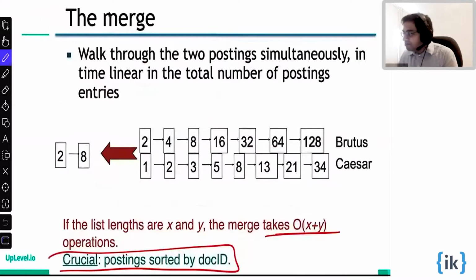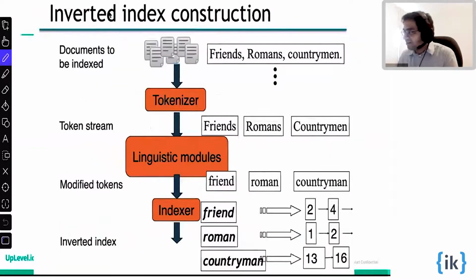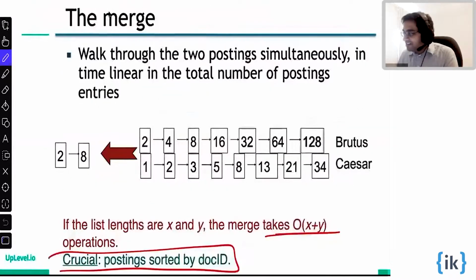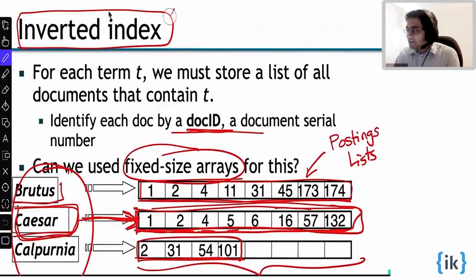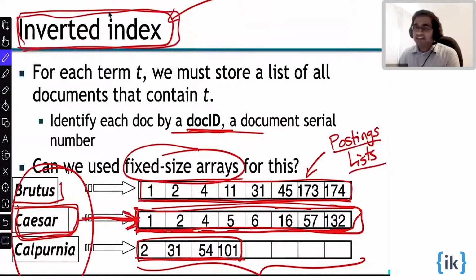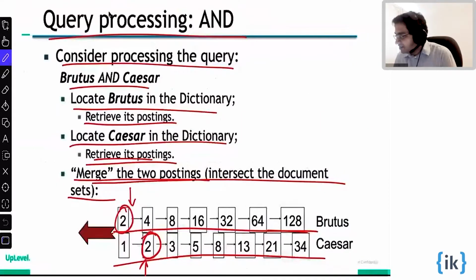But the question is, how do we build this data structure in the first place? How do we build this inverted index in the first place? This data structure, this combination of dictionary with postings lists, is called an inverted index. And any search engine for whatever system you want to build will need an inverted index. The name inverted is just a historical legacy.